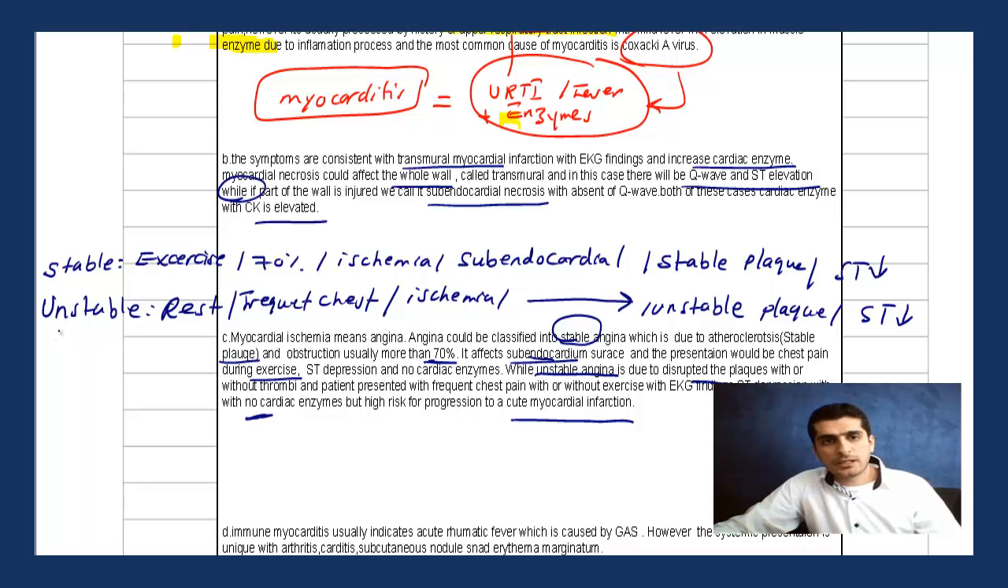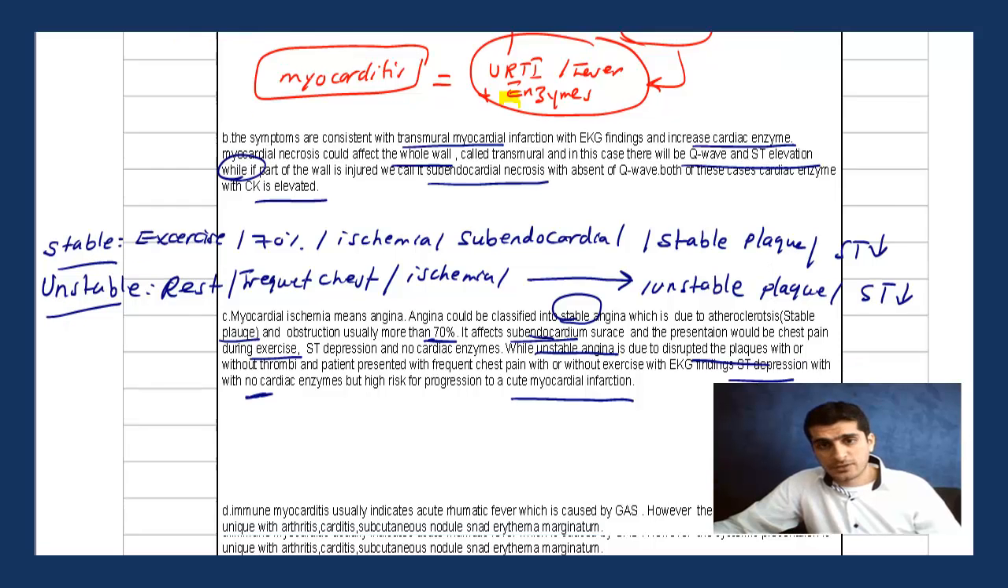So this is the unstable one. Basically it's rest, frequent chest pain, versus stable with exercise chest pain. This is ischemia, this is ischemia, this is ST depression. ST depression in both, the only difference is in the plaque formations.